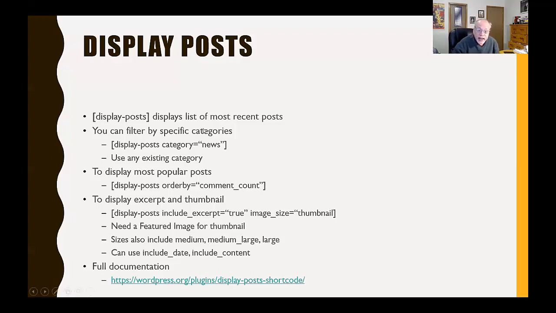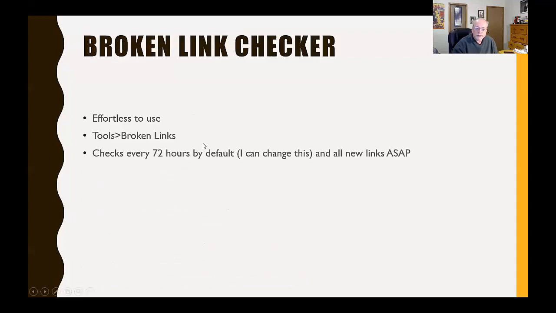You can filter by specific categories. So after display-posts and a space, category equals, and then in quotes, the name of a pre-existing category, a category you've already created, will only list those posts that contain that category. Now, posts can have more than one category, so you actually could name a category that includes all of your posts, but this will help filter it. This will filter all of your posts by category, and you can use any existing category you have in WordPress.